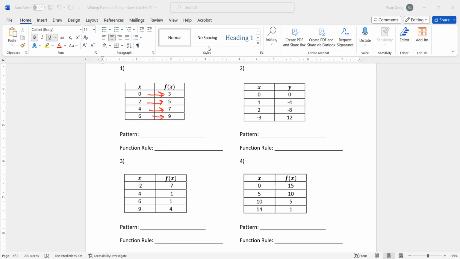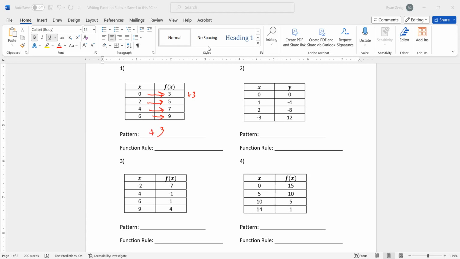So how do I get from 0 to 3? Well, I could add 3, right? Does that work for the next x value? 2 plus 3, does that equal 5? Yes, it does. 4 plus 3 equals 7. 6 plus 3 equals 9. We found it. The pattern is add 3.